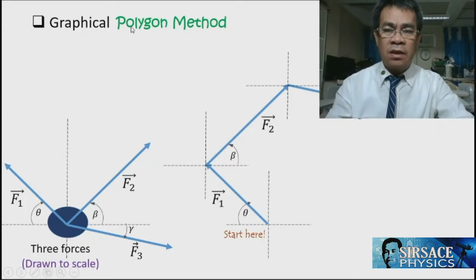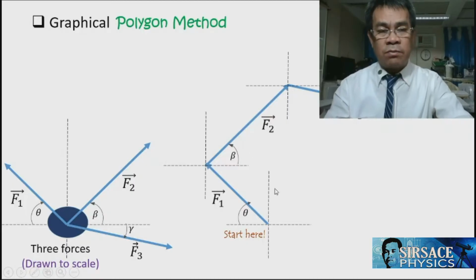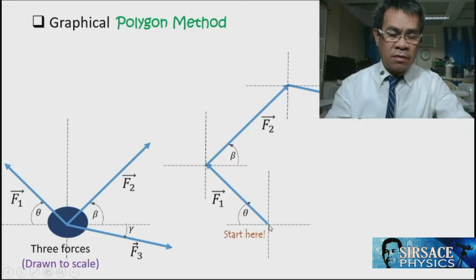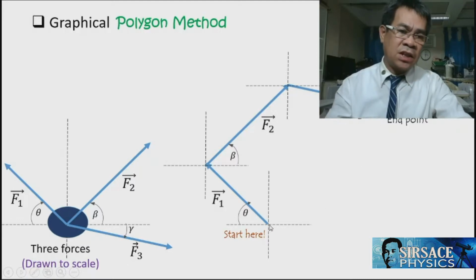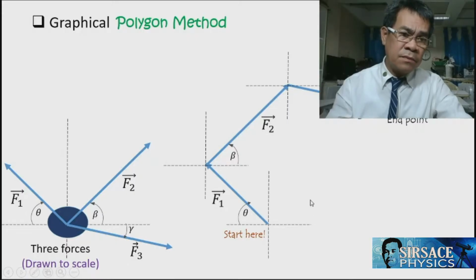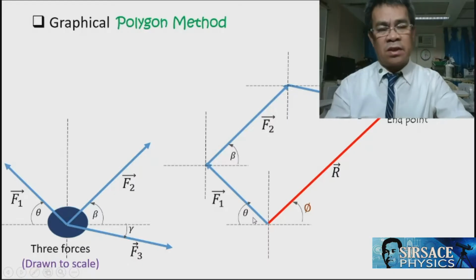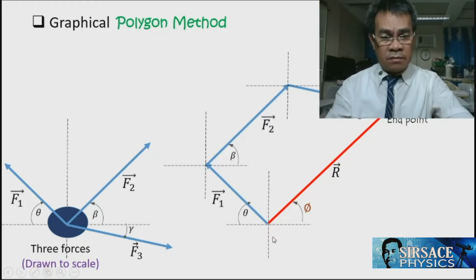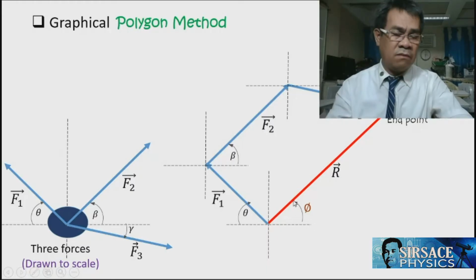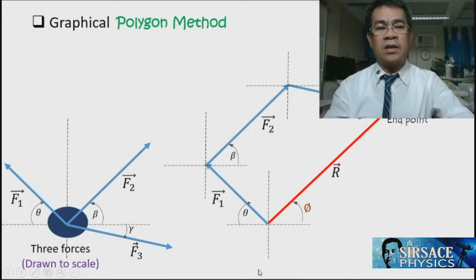Now take note that the polygon method is a kind of closed polygon. So the closing line will start from the starting point and end at the tip of the last force. Connect a straight line from the starting point to the end point, and that will be the magnitude of the resultant. The direction of the resultant can be obtained by measuring the angle from the x-axis towards the line of action of the resultant.